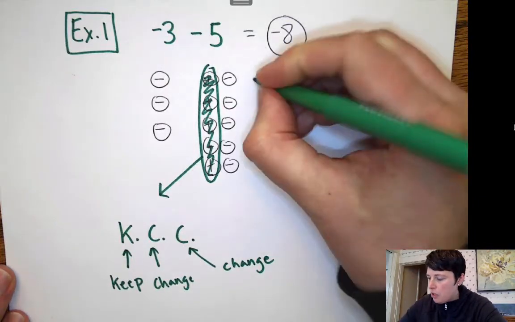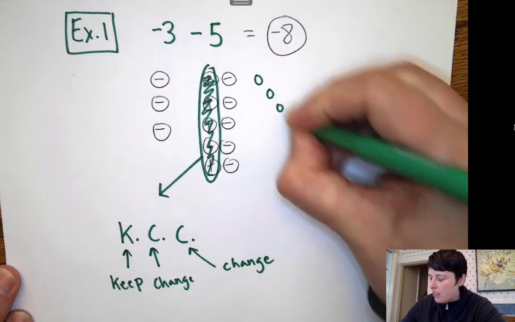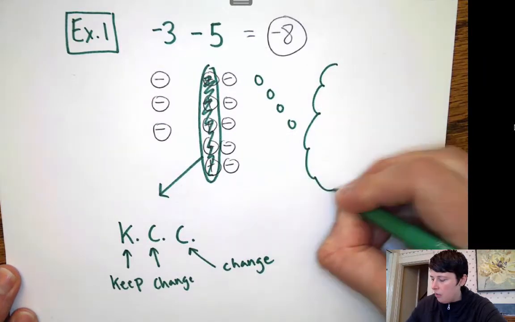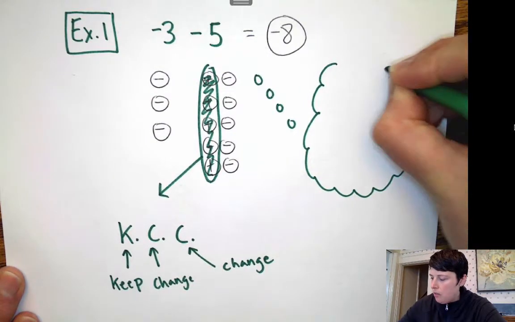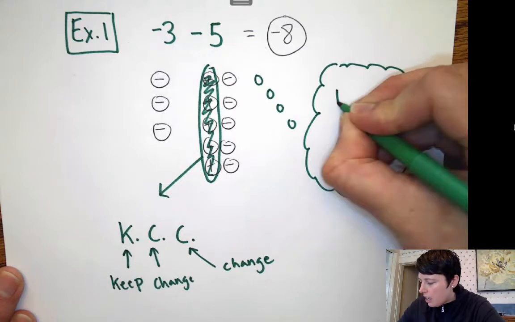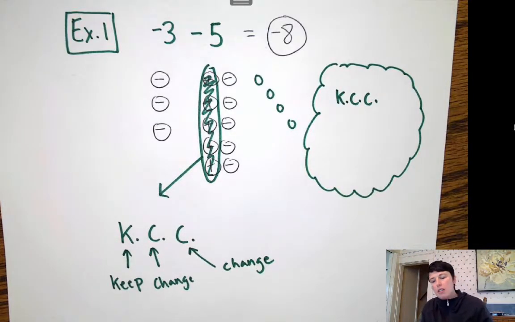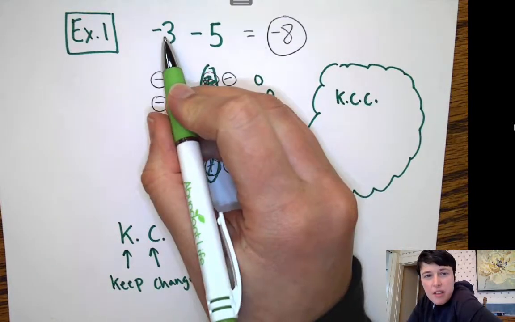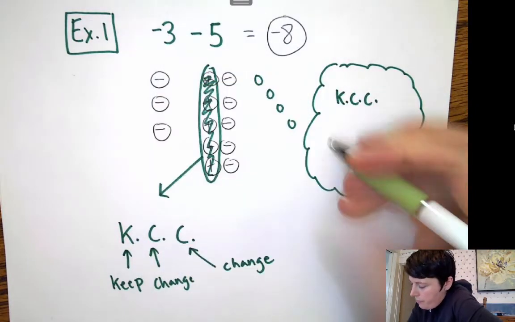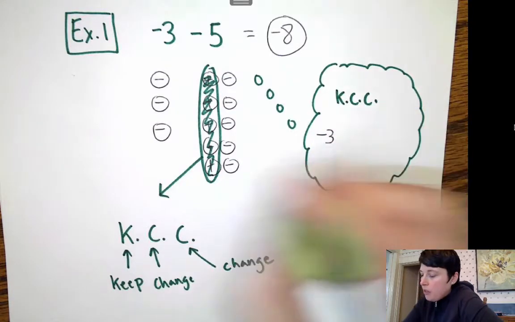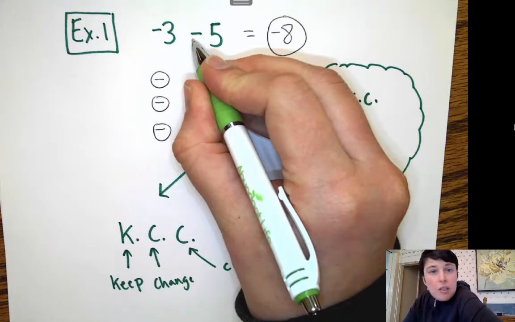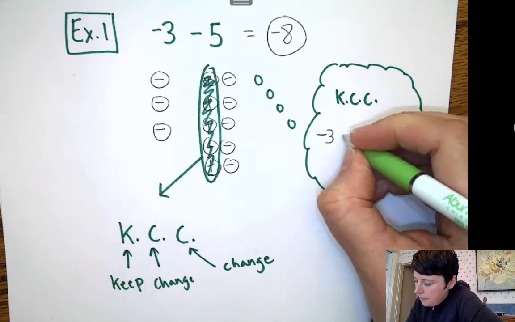So the keep, change, change rule, which we just called KCC, is a way to rewrite the problem. Let me show you up here if I had done this problem with the KCC rule, what that would look like. So I'm going to make a little thought cloud and I'm going to write KCC, keep, change, change. Here's how a KCC problem would work. I'm going to keep the first part, -3. I'm going to change the subtraction. I'm going to change it to the opposite. It's going to be adding.